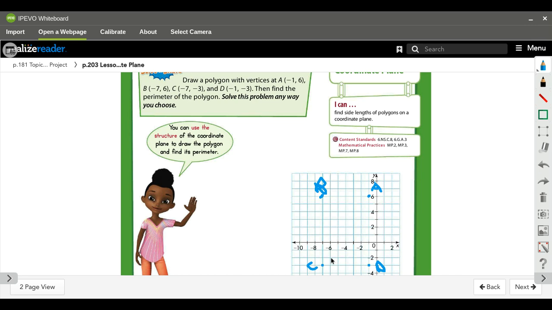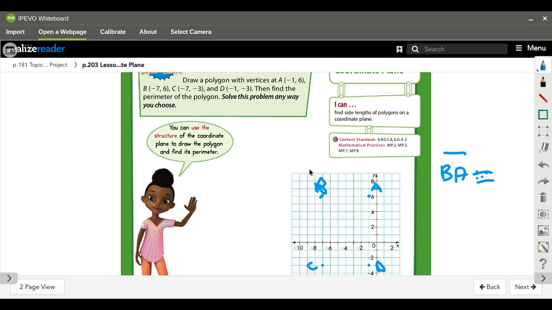So I'm actually going to find the perimeter without doing any counting, because I'm going to use my absolute value to find the side lengths. So the first thing I'm going to do is find the side length of side BA. So I'm going to look for the side length for side BA. Now when I do that, I'm going to use my absolute value.